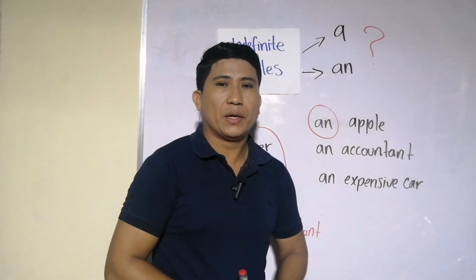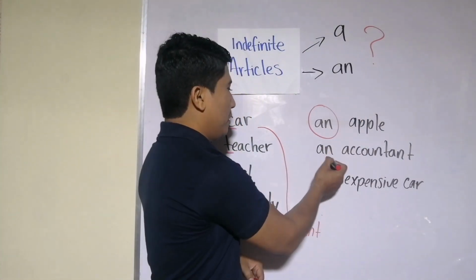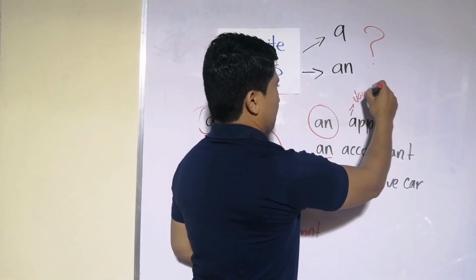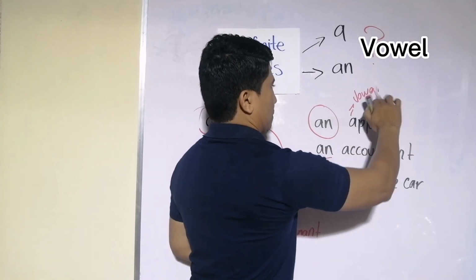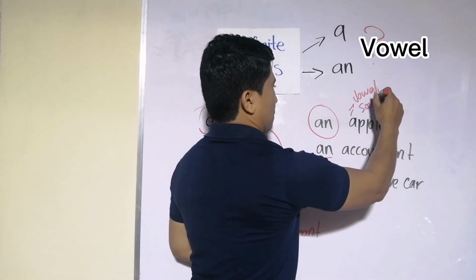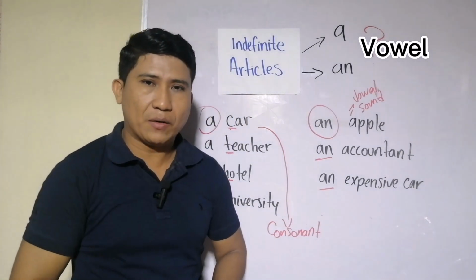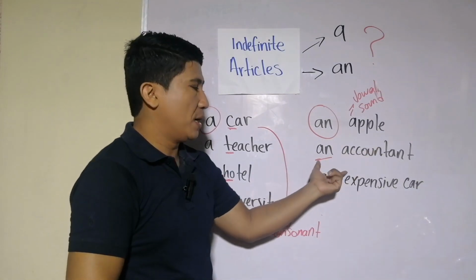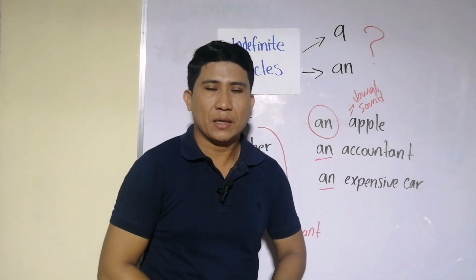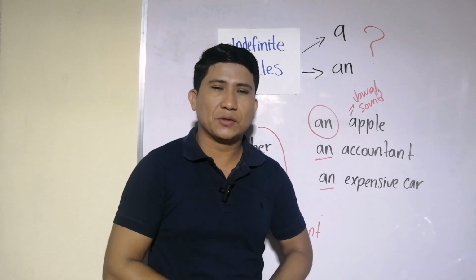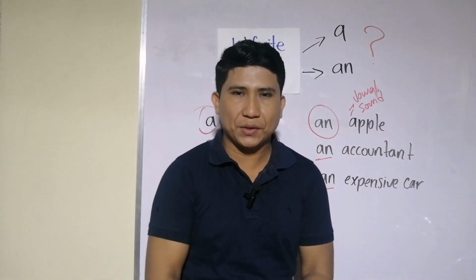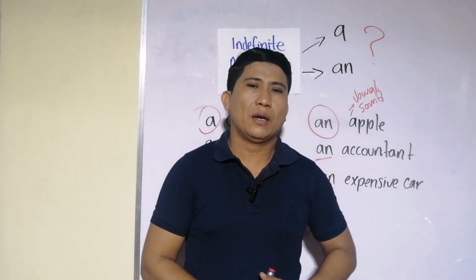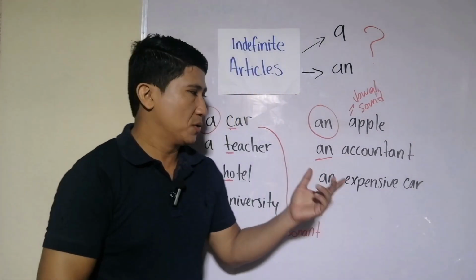Now here we're going to use the article "an" when we have a vowel sound. So whenever we have a vowel sound, we have to use the indefinite article "an": an apple, an accountant, an expensive car. So this is just a piece of information that I consider essential. As long as we identify this, we're going to be able to speak and also to write correctly.